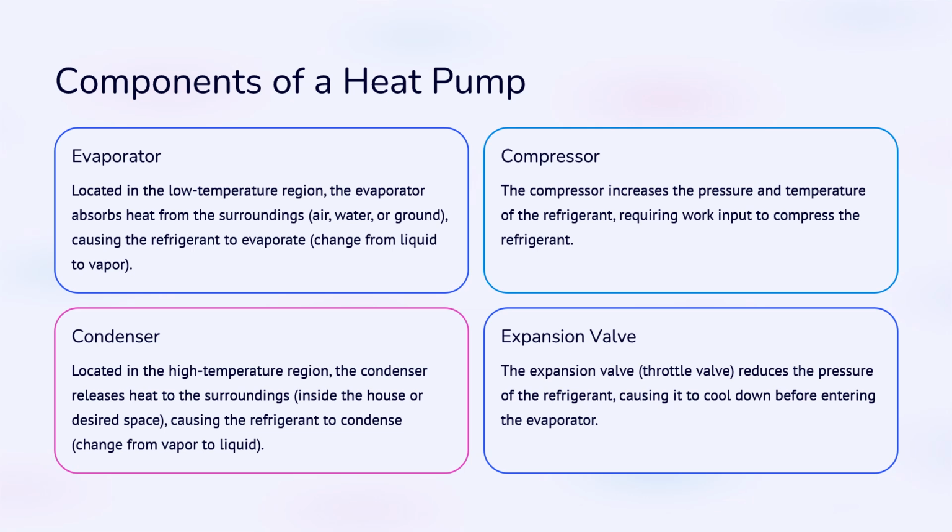Condenser. Located in the high temperature region, the condenser releases heat to the surroundings, causing the refrigerant to condense. Expansion valve. The expansion valve reduces the pressure of the refrigerant, causing it to cool down before entering the evaporator.